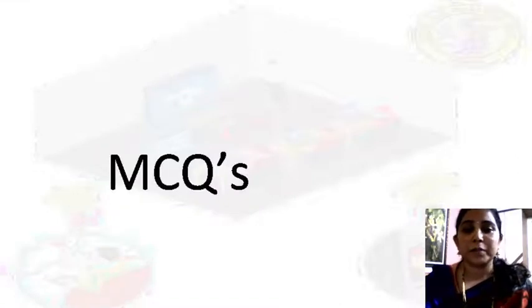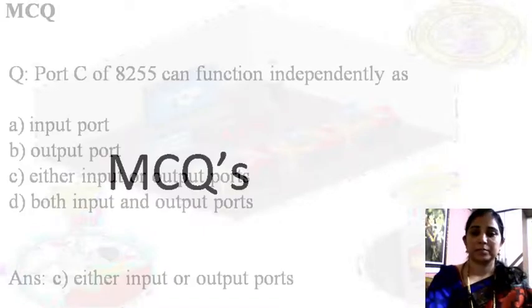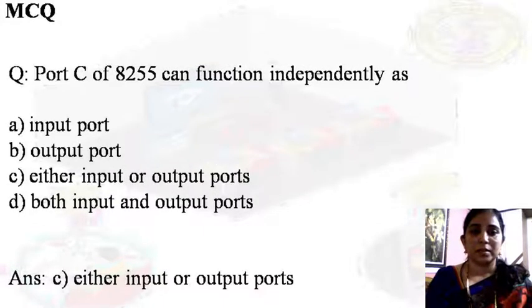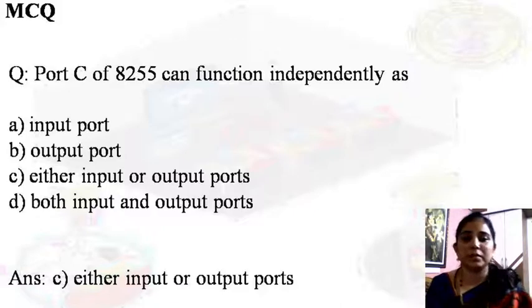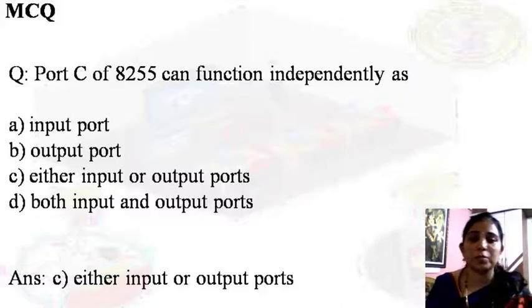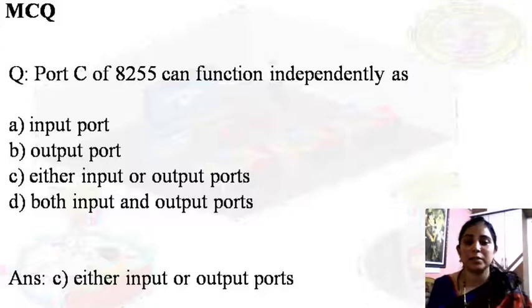Let's see a few MCQs, multiple choice questions, in this session. Port C of 8255 can function independently as: the options are input port, output port, either input or output port, both input and output ports. So the answer is option C, it can work as either an input port or an output port.